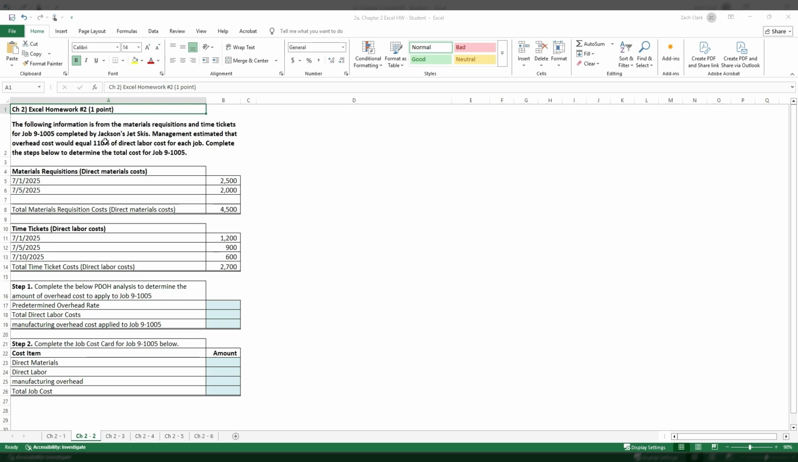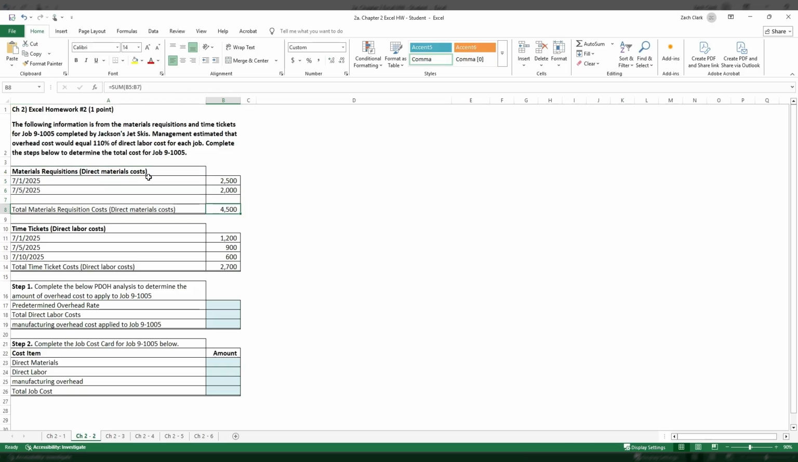And in this problem, we have that number there, and it's going to be basically taking anything that's direct labor cost and multiplying it by 110%. As a decimal, that would be multiplying it by 1.1, essentially. Okay, so we need to complete the steps below and determine our total cost for job 91005. Okay, so let's look first at our material requisitions.